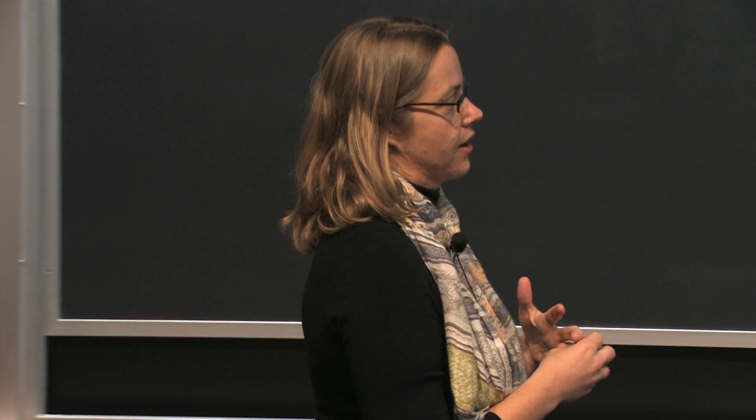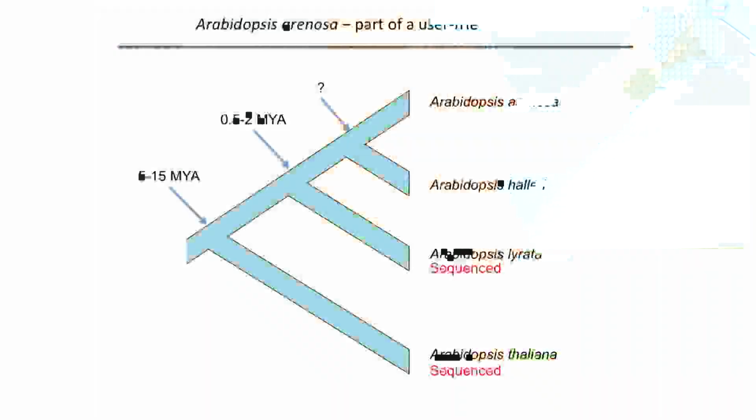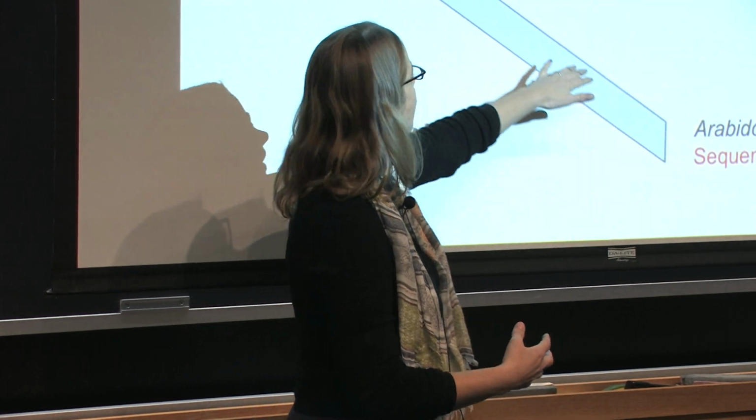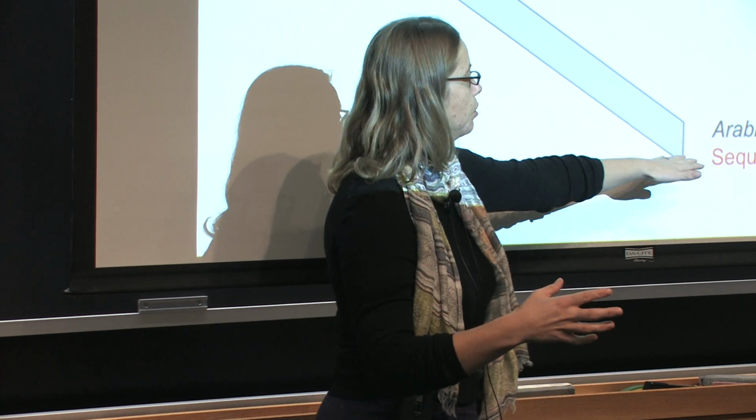Overall, this genus is very user-friendly. So this is just a very schematic phylogeny of the genus. The branch lengths are not really correlated with time, so I apologize, it's not a very accurate phylogeny. This is Arabidopsis thaliana out here. So again, this is the model system. It's been sequenced. There's a genome browser available and all kinds of genetic tools.